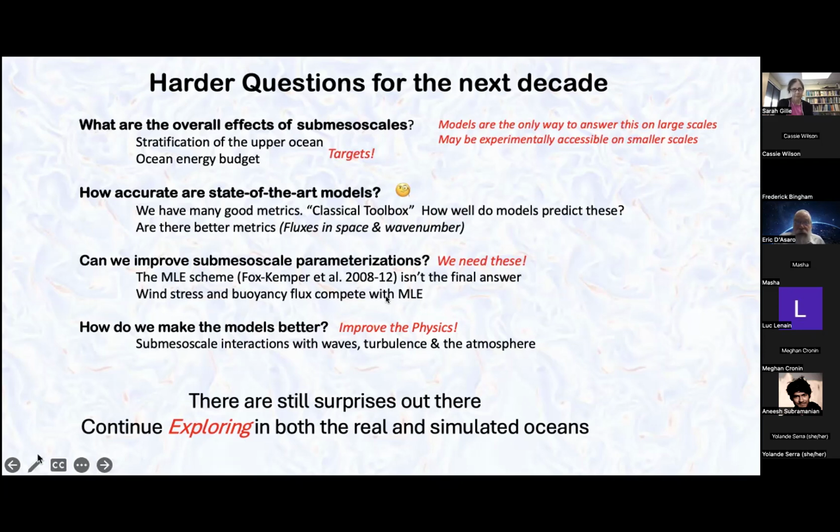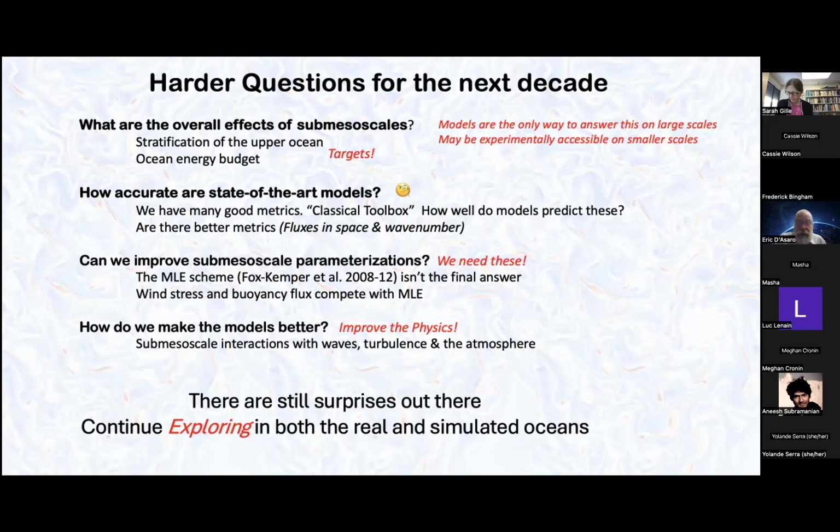The question is, we're going to need some submesoscale parameterizations. You're not going to run the world at submesoscales for long periods of time, just given computer resources for a while. So we need these. There are existing submesoscale parameterizations, which have been tested quite a bit. This is called something like the MLE scheme. It's Baylor Fox-Kemper's early work of 3 papers, but it isn't the final answer. It's probably perfectly good. And in many, well, first of all, no parameterization is the final answer because nothing's perfect. So there's always room for improvement.